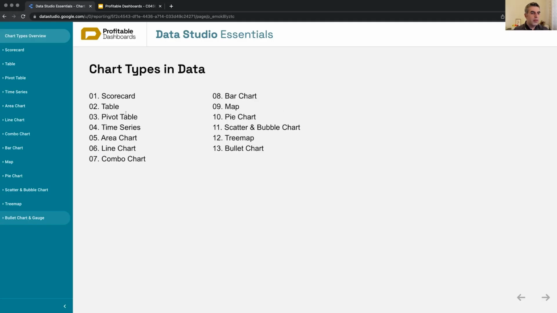Today, we're going to cover these types of charts in Data Studio: scorecard, a table, a pivot table, time series, area chart, line chart, combo chart, bar chart, maps and Google Maps, pie charts and when not to use them, the scatter and bubble charts, tree map and bullet chart, engage, which is the newest one.